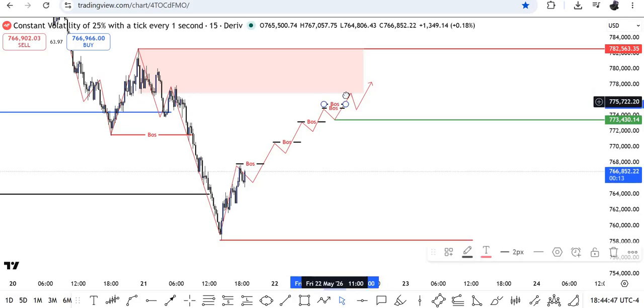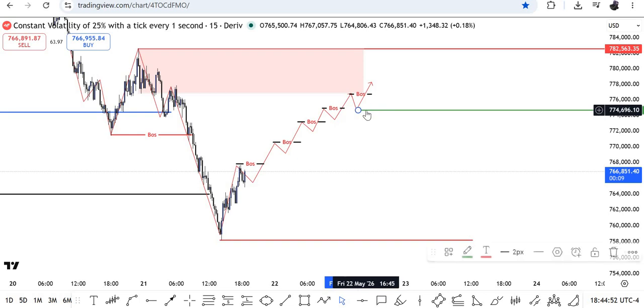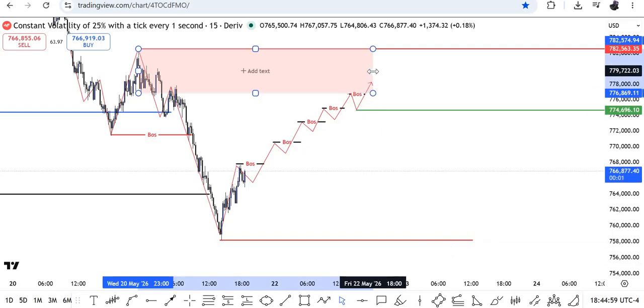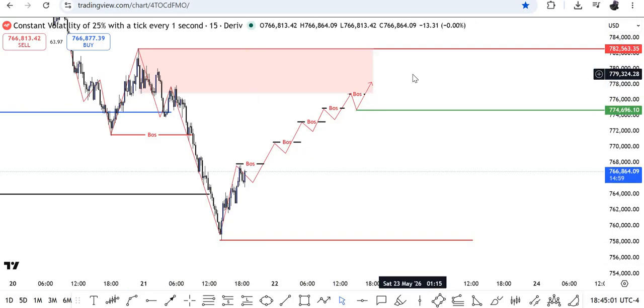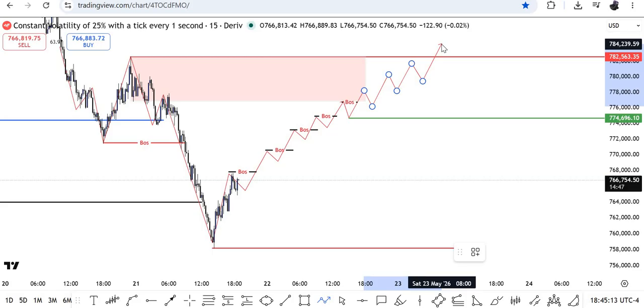Let's say price creates a new break of structure right here. I adjust my higher low. Now that we are inside the H1 supply zone, I'm expecting two things to happen. Either price can continue to create higher lows and higher highs and break the 1 hour extreme point, and then it's going to shift the 1 hour time frame from being bearish to bullish.